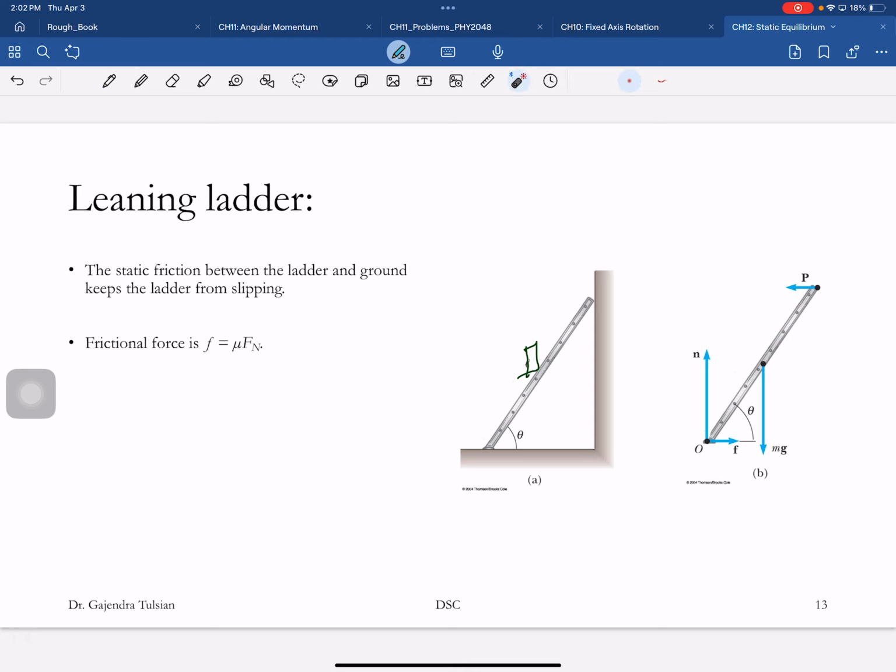All right, now let's look at the ladder. So you don't want the ladder slipping, so there's the static friction force. So there are all the forces without the person there. If you want to put a person on, then you would add the weight of the person as well. And then make sure that the sum of the forces and sum of the torques are 0. So the static friction force between the ladder and the ground keeps the ladder from slipping. And so that's where you put a rubber boot, so you can have a large static friction force.